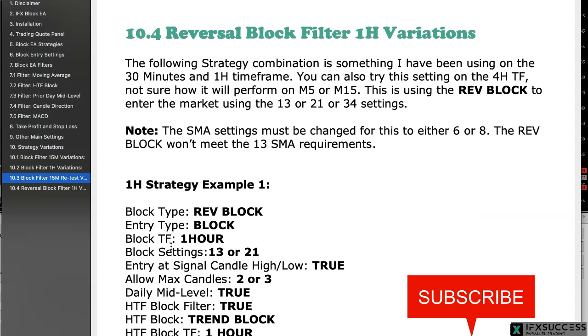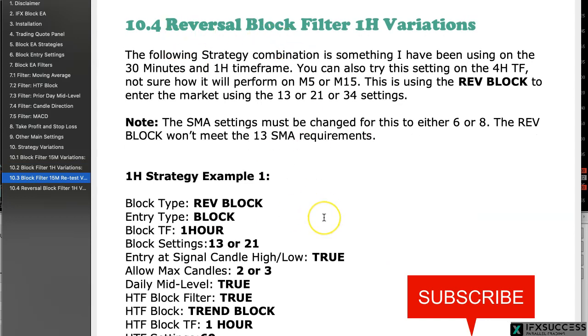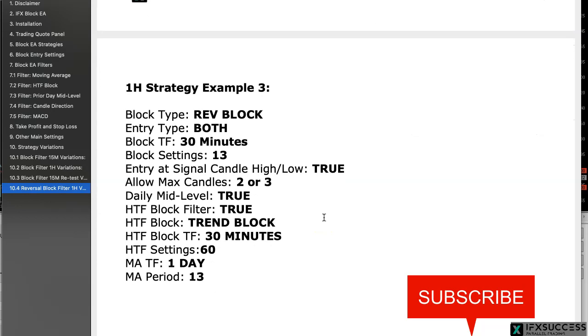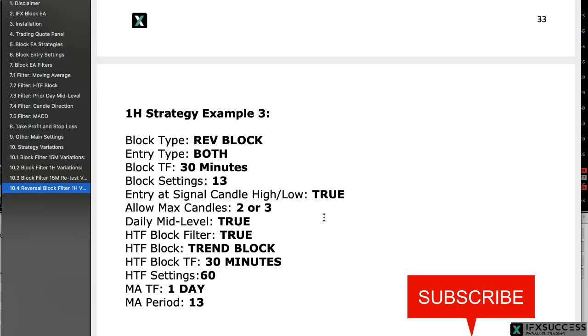Let me know what you think. This is using the reversal block over here. So you have a ton of examples, and you can join the Telegram with a bunch of traders where we talk about the strategy and how we can improve it and how we can better ourselves in here.